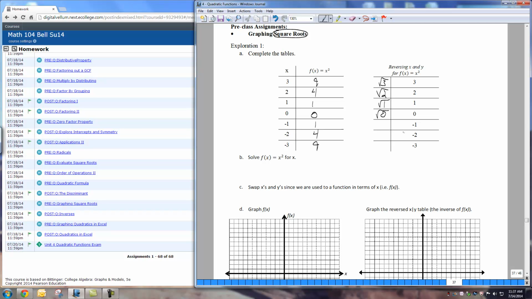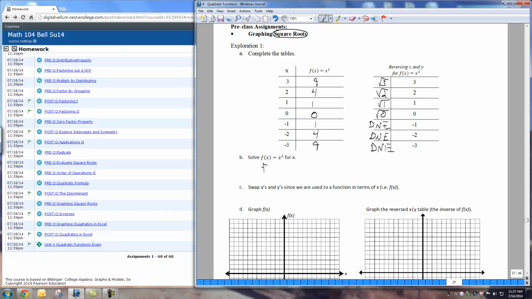This, what number squared is negative 1? The negative values do not exist. There is no square root of a negative number. They do not exist.